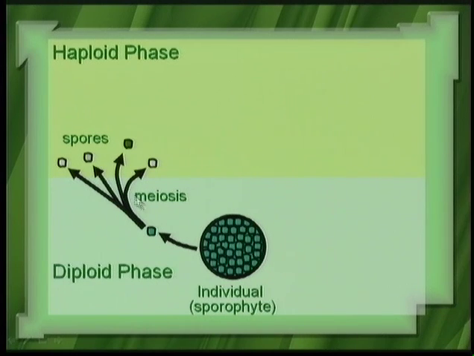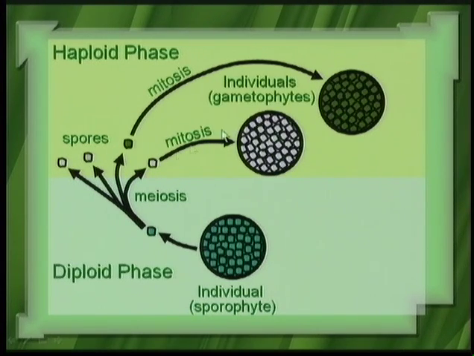After meiosis happens, you'll have the production of spores. The spores will then develop through mitosis. One kind of spore will develop into one kind of gametophyte, the plant that produces the gamete. The other kind of spore will produce another kind of gametophyte that produces another kind of gamete. One will produce sperm, the male gametes, and the other will produce eggs, the female gametes. Okay, let's back up and go over it again.